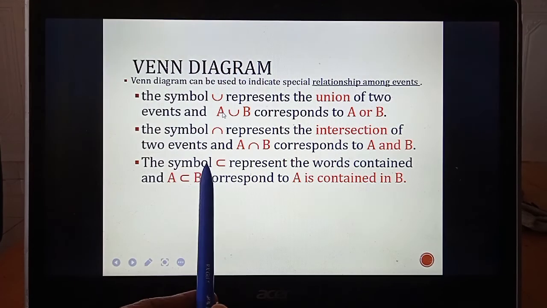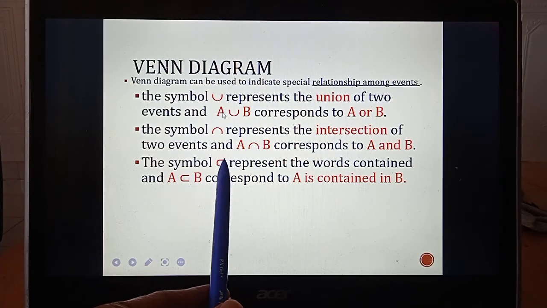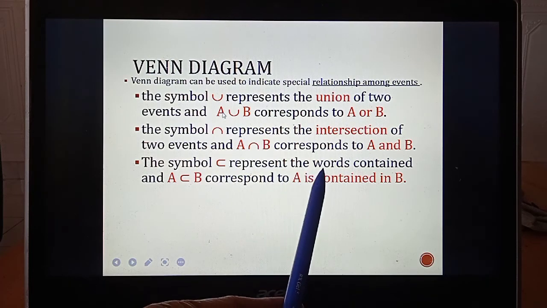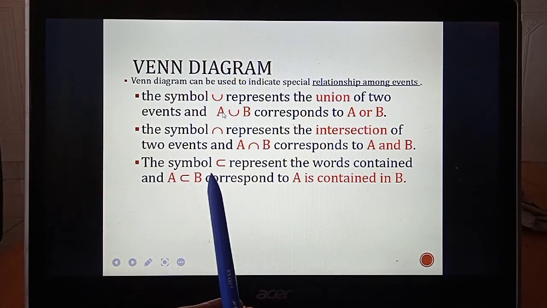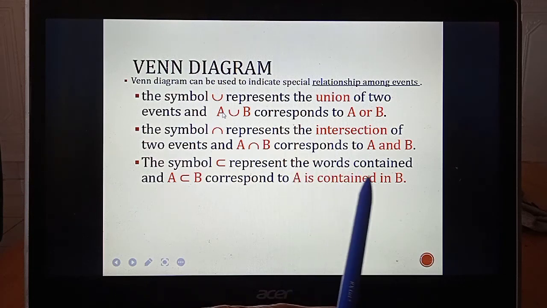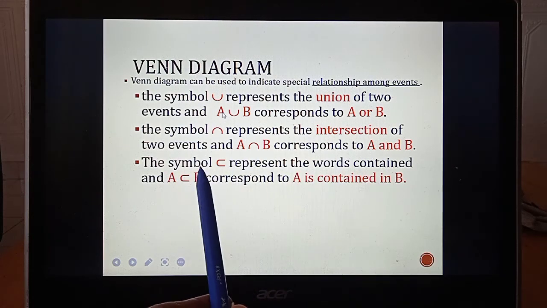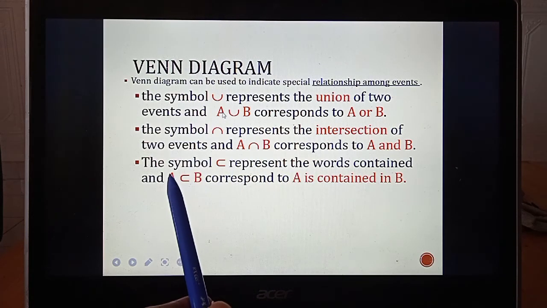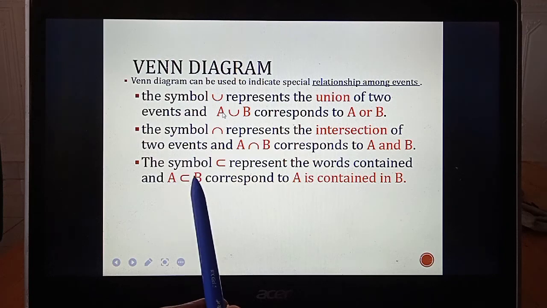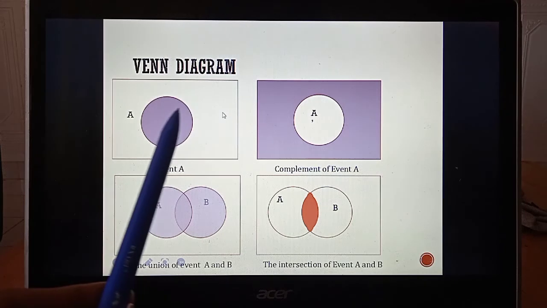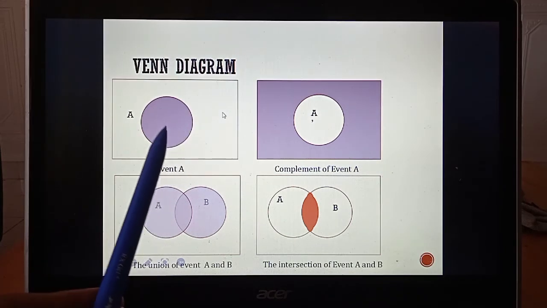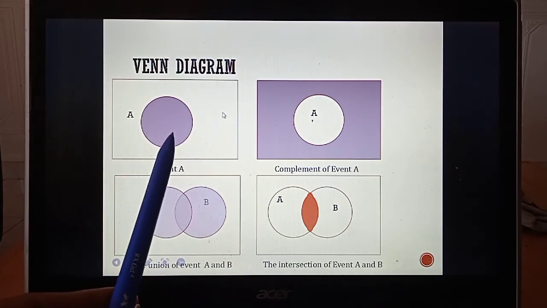Okay, the symbol, ini simbol macam C ni, represent the words contain and A belong to B. Correspond to A is contained in B. Maksudnya event-event dalam A ni berada di dalam set yang lebih besar iaitu set B. Itu maksudnya. Okay, so daripada bentuk ayat kita transform into a Venn diagram.